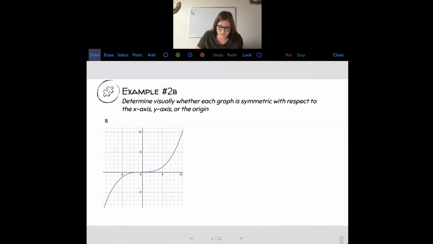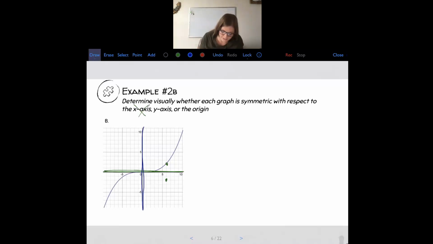2b, determine visually whether each graph is symmetric with respect to the x-axis, y-axis, origin, or it could be neither. So again, with the x-axis, we would fold our graph along the x-axis and see if both sides would coincide. And then for instance 2, you could pick a point. There's a point here. If this were symmetric with respect to the x-axis, there should also be a point here, and there's not.